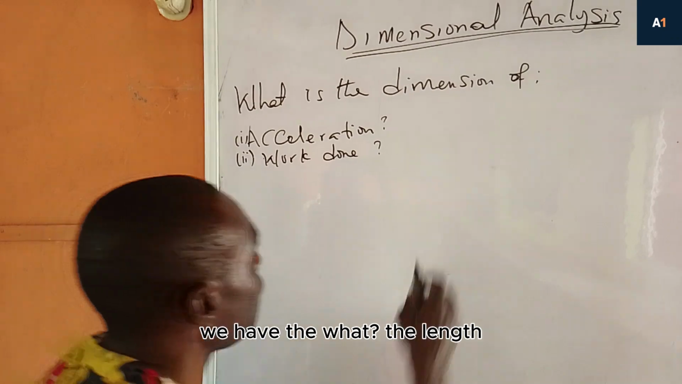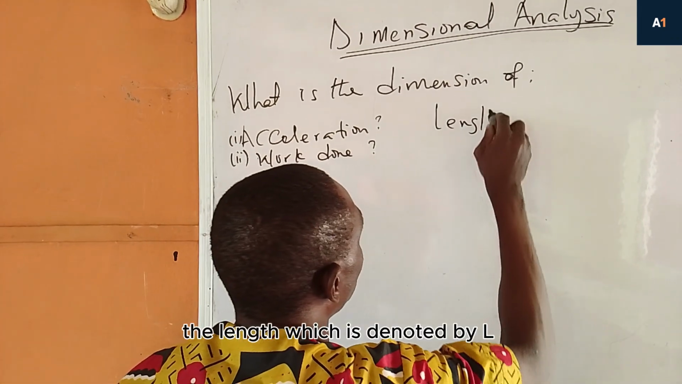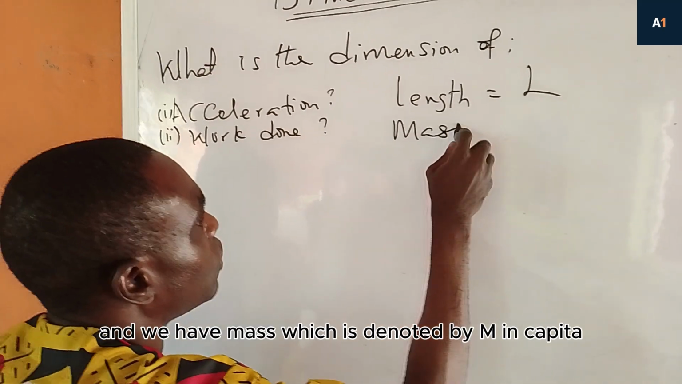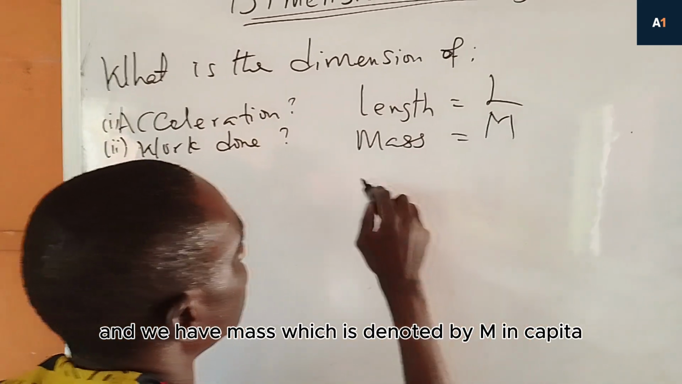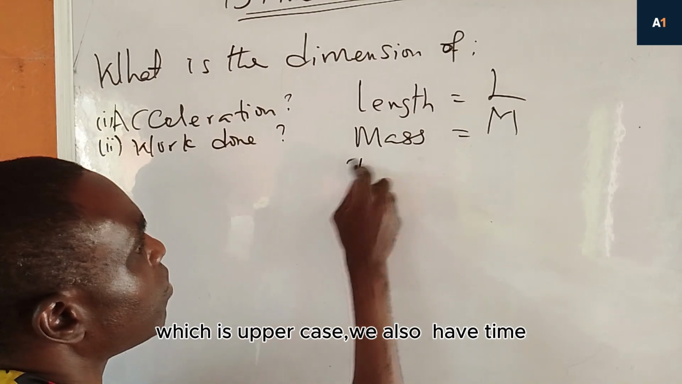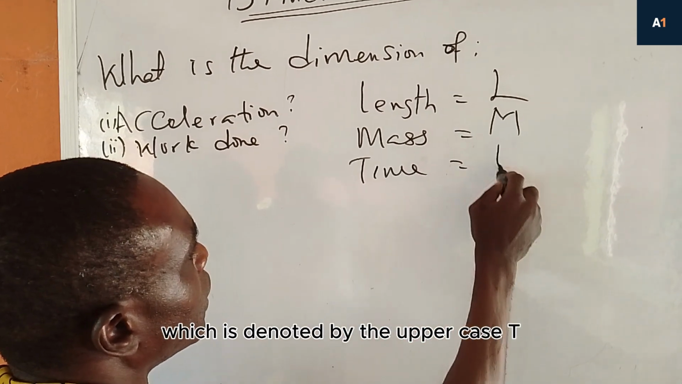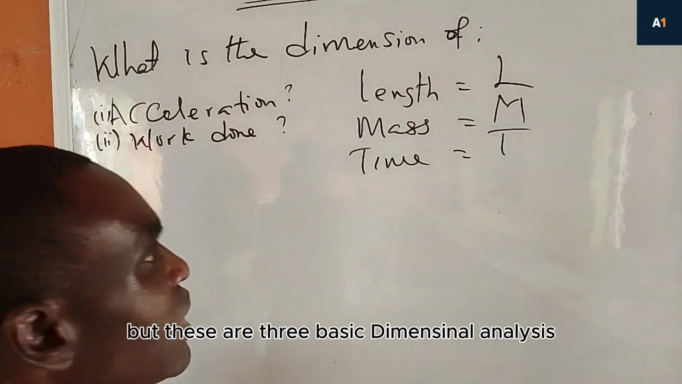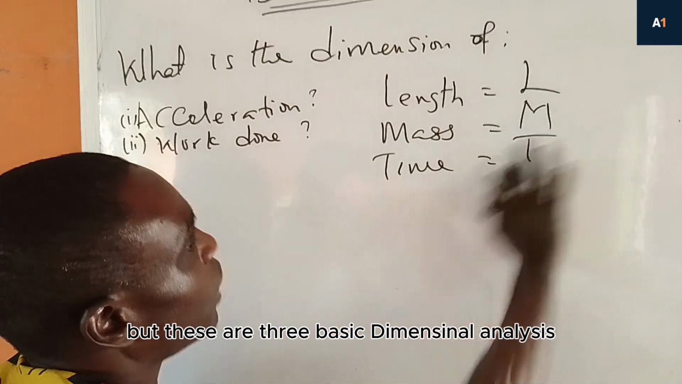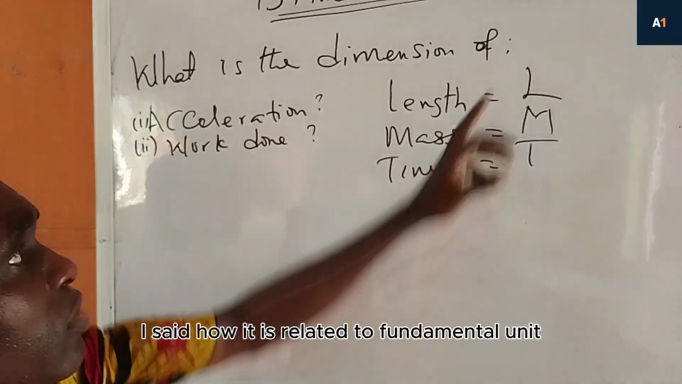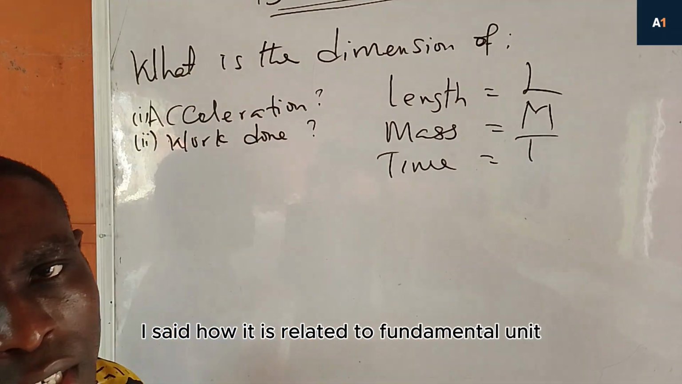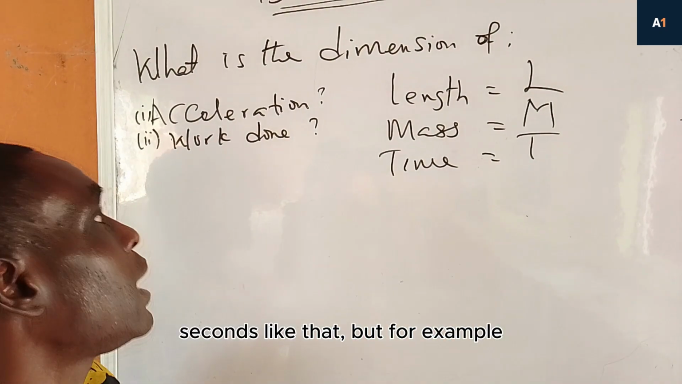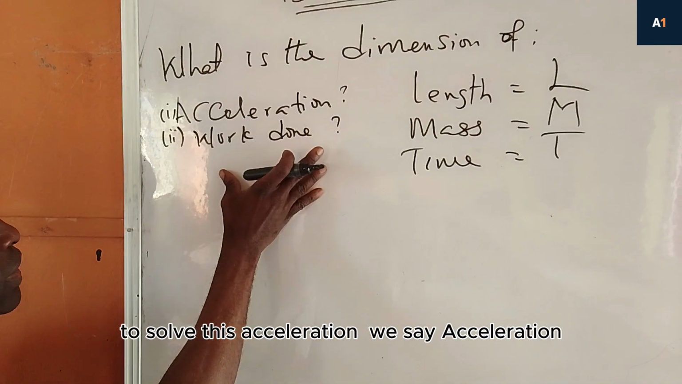We have length, which is denoted by L, and we have mass, which is denoted by M in capital, which is uppercase. We also have time, which is denoted by the uppercase T. We have many, even ampere, like that. But these are the three basic dimensions. I said how it is related to fundamental unit. Fundamental units are meter, seconds, like that.